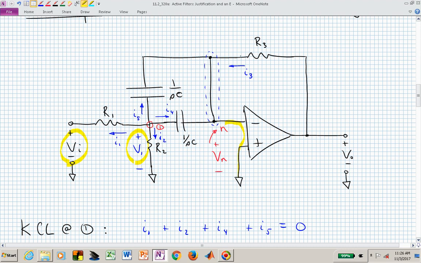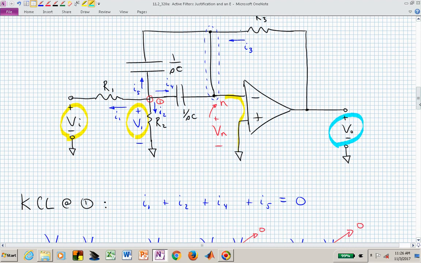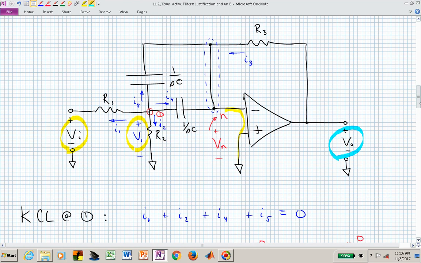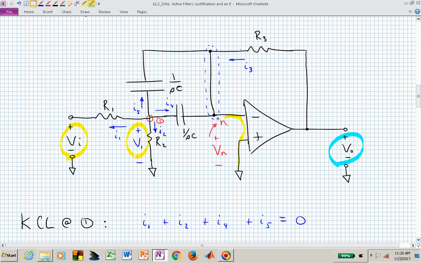But we really want to know what's happening out here, and so now we need another equation to make that connection, and we can make that connection if we start doing KCL relative to this second node, which I've labeled the N node. So now let's do KCL at node N, and we can now see that we have effectively 3 currents going into that node.